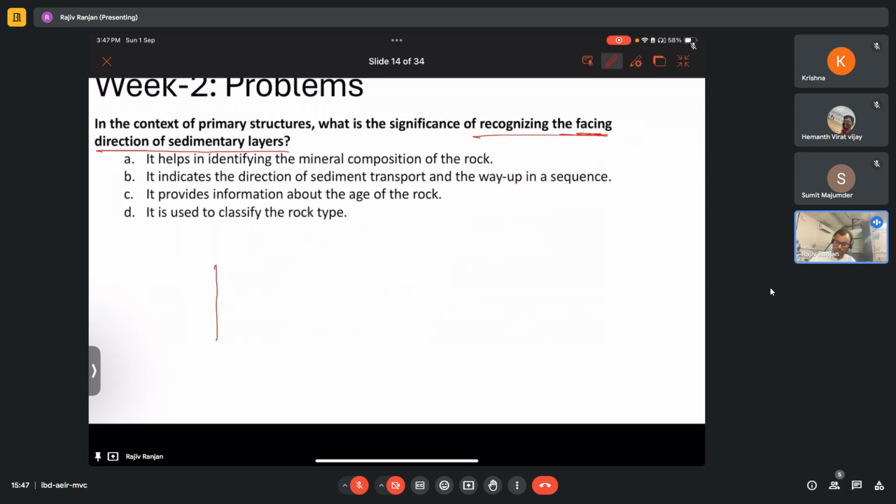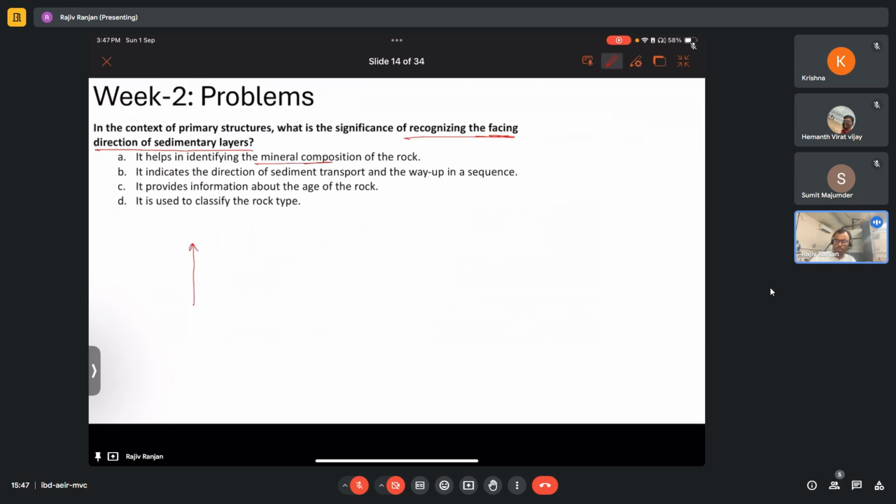So facing direction or younging direction is important for what? It gives us the way up sequence. It's nothing to do with mineral composition; any composition can deposit anywhere, and that has nothing to do with facing direction. The facing direction is important for the way up sequence. It tells us which has deposited earlier and which later, so which is the youngest and which is the oldest. Suppose you have layers of beds, 1, 2, 3, 4. So one is the younger.